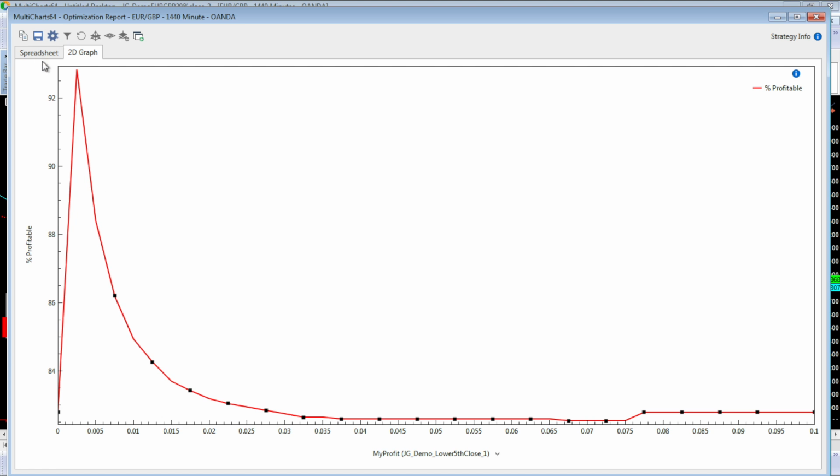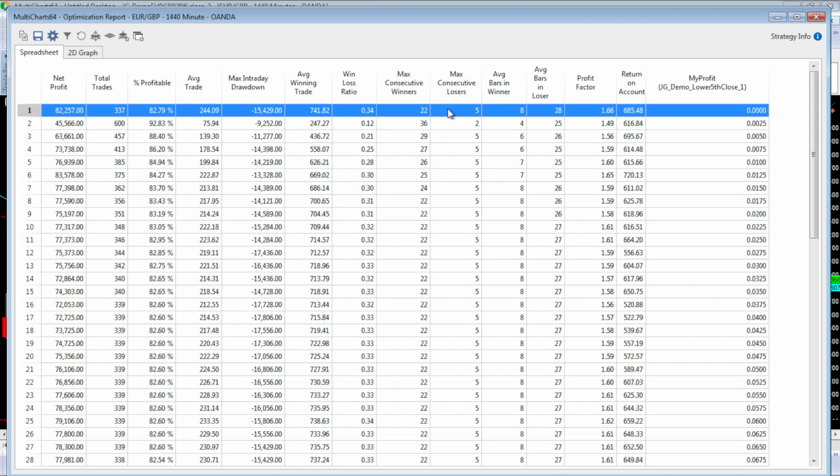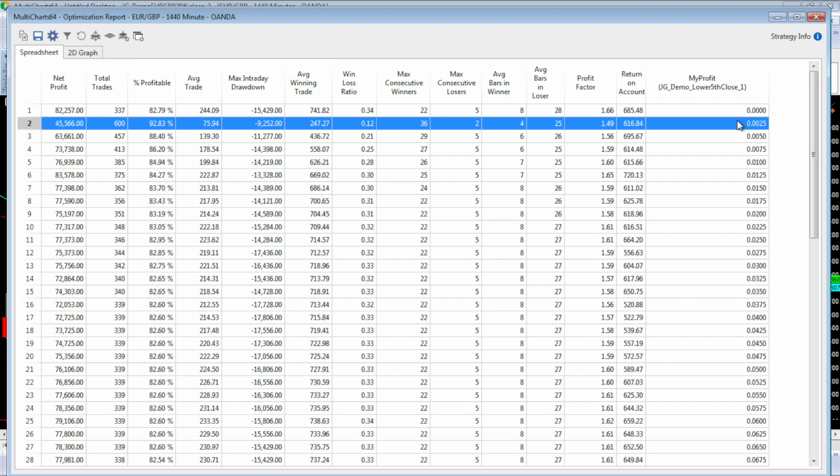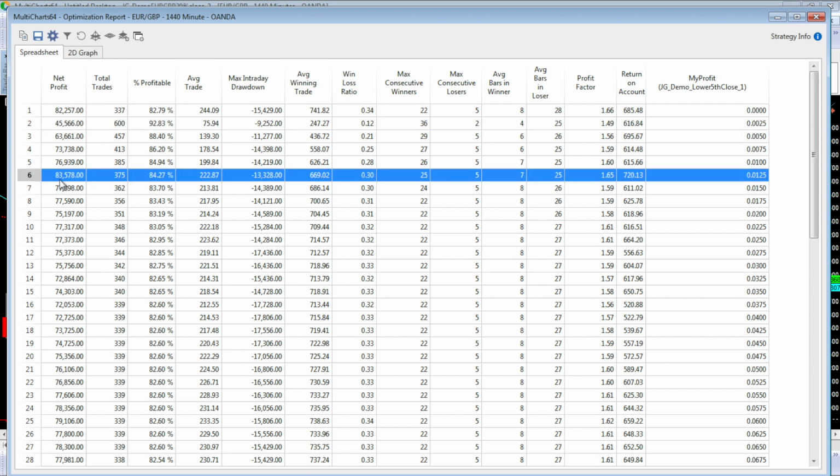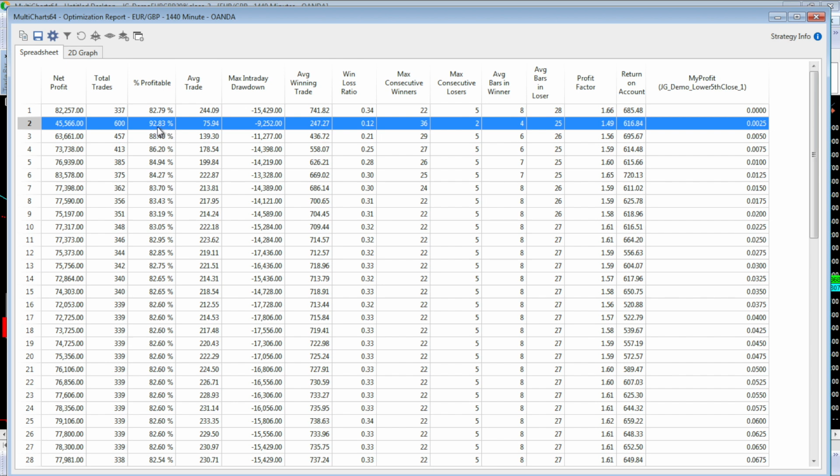So looking back at the spreadsheet, just at the earlier or the smaller values, we can see that the best in terms of net profit is 125. We can see the best in terms of percent profitable, like we just saw on the 2D graph, was 25 pips. The average trade has come down a lot, only at £75, so that's not great.